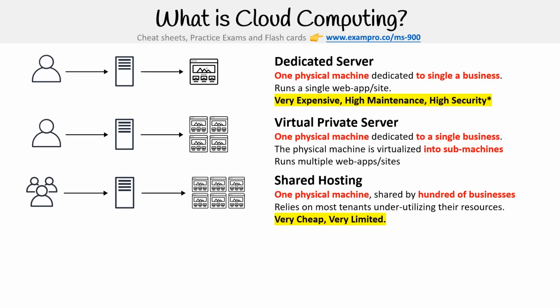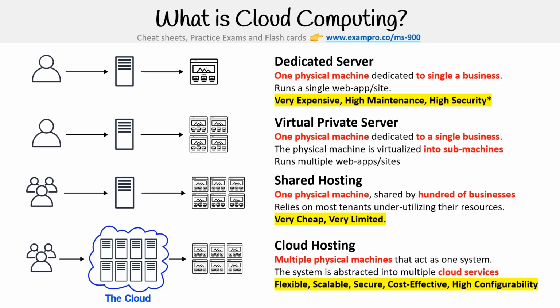Then we had shared hosting, and this made it a lot easier for anybody who was building websites or WordPress sites. But the idea here is that you had one physical machine and it was shared by hundreds of businesses. So it wasn't a single business sharing the cost, it was multiple businesses. This relies on most tenants underutilizing the resources though. So if you had 100 people on a server and one person used more of the server than the others, then you could all potentially suffer from that. But at the very least, you are getting very cheap servers, though there are definitely some limitations.